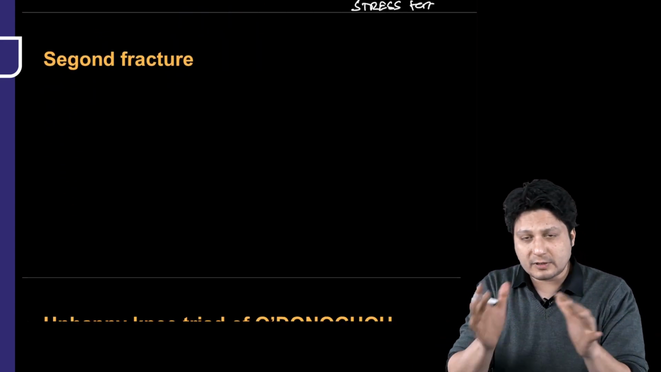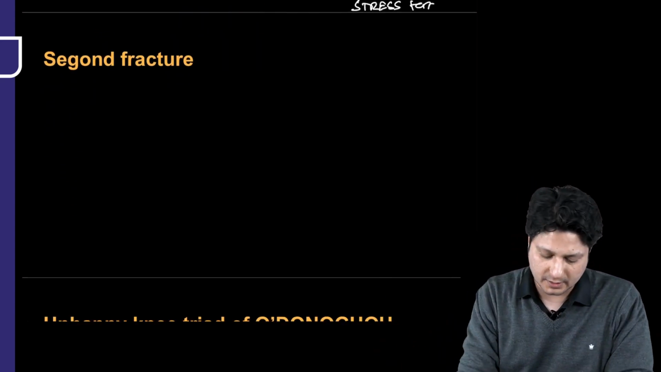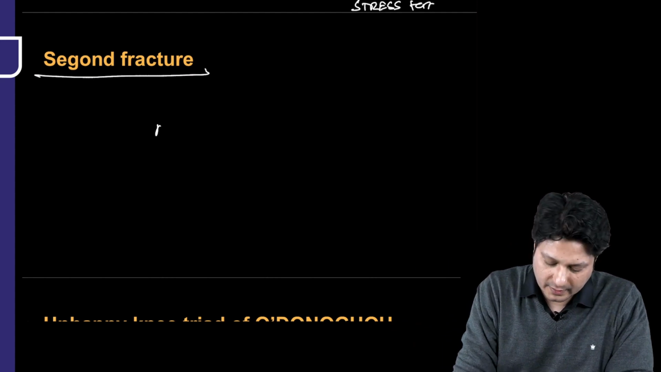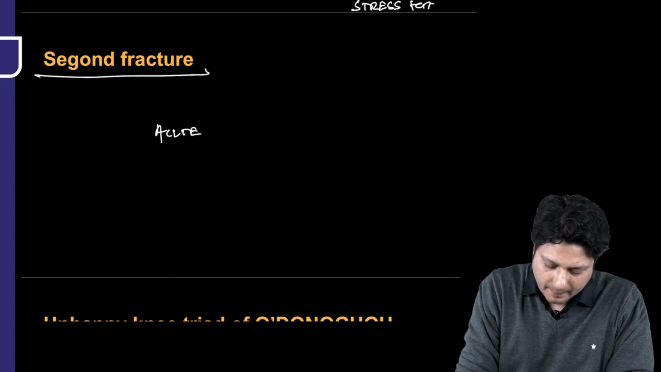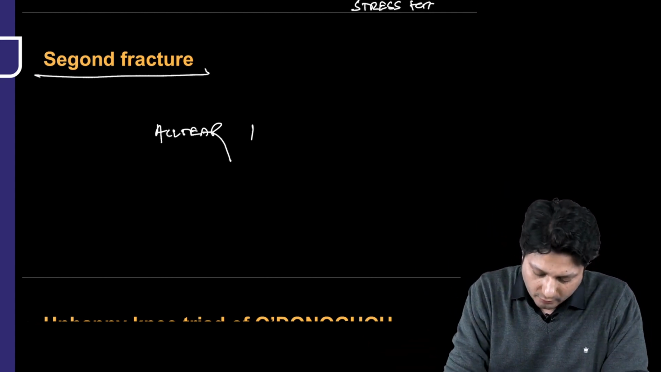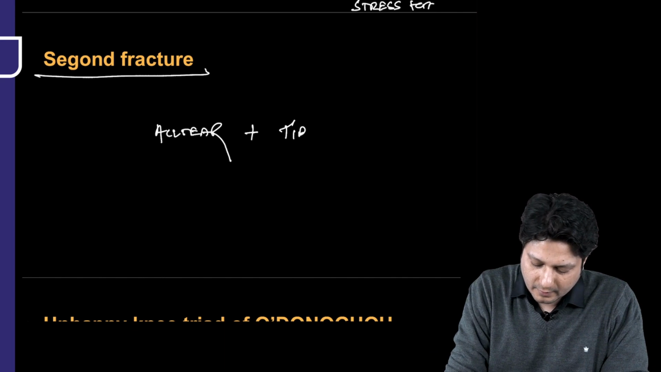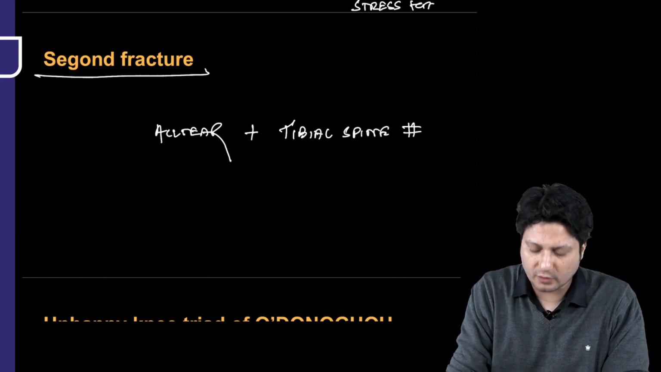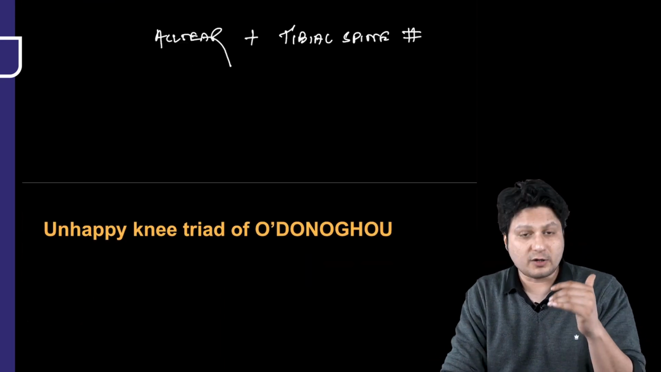As far as the eponymous fracture related to these injuries is concerned, it is a Segond fracture, where there is a complete tear of the ACL. There will be an anterior cruciate ligament tear, complete tear, along with the tibial spine fracture, with the fracture of the tibial spine. All right, so that is Segond fracture.